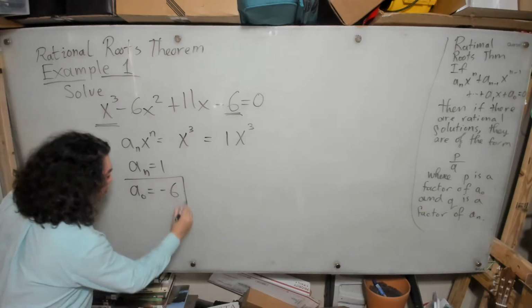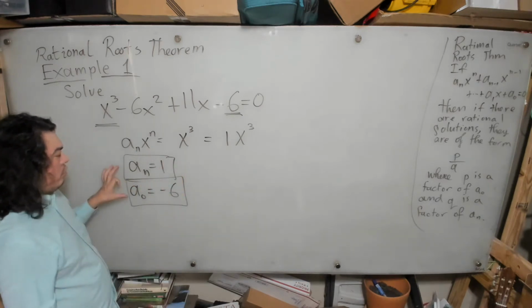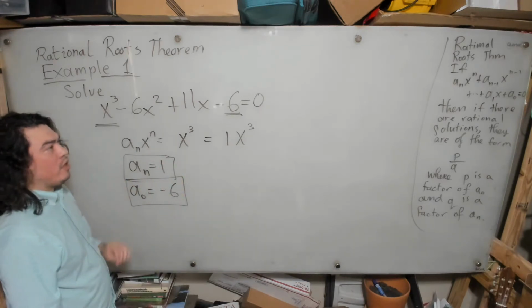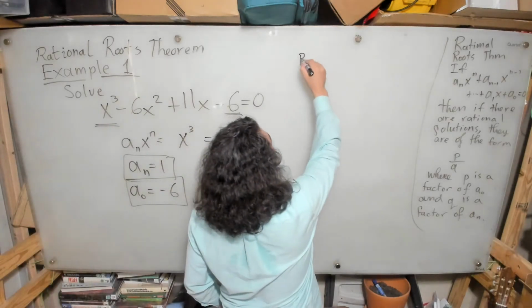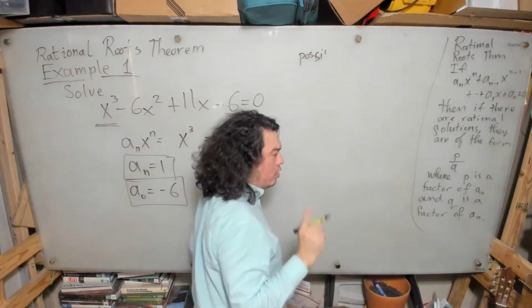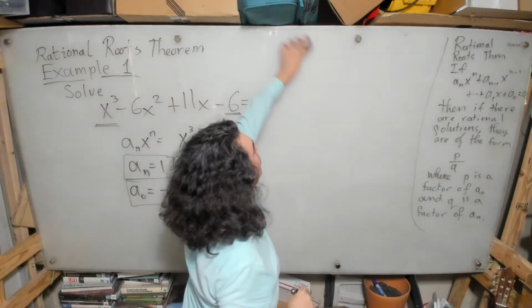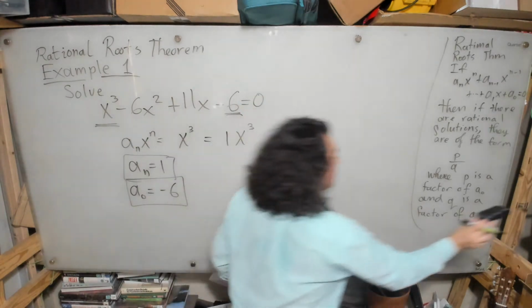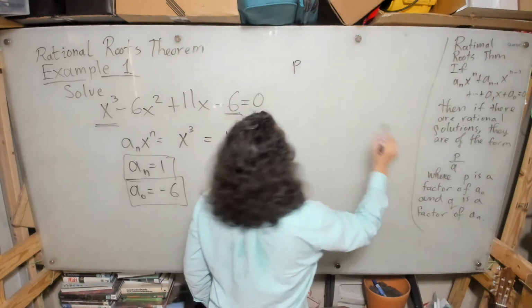Now we know what our leading coefficient is and what our constant term is. I want to make that very clear. So now we want to make a list of our possible p's. Our p's are going to be, not to be confused with green peas, which are the delicious vegetable that you eat, the numerator of the possible roots.